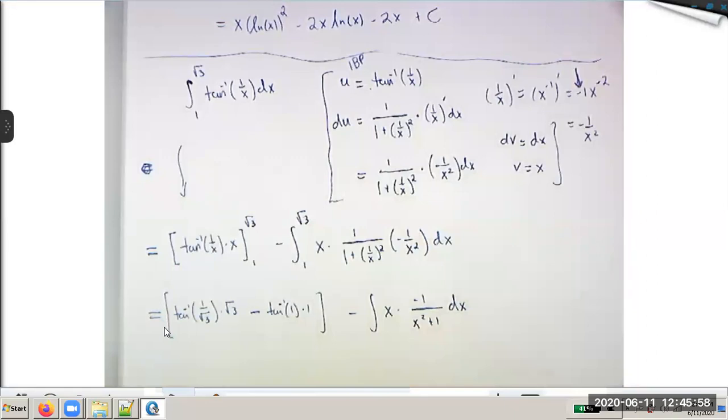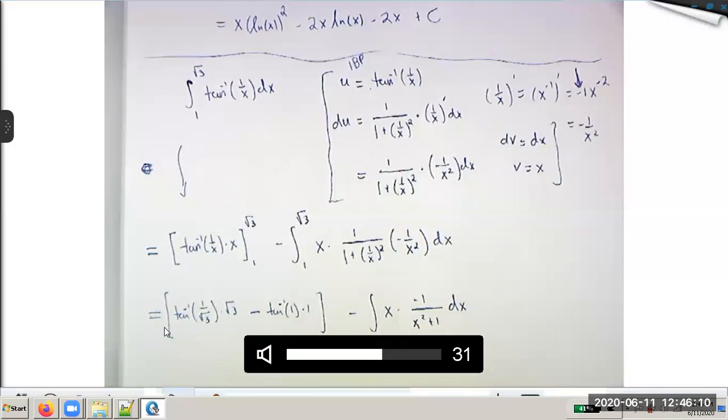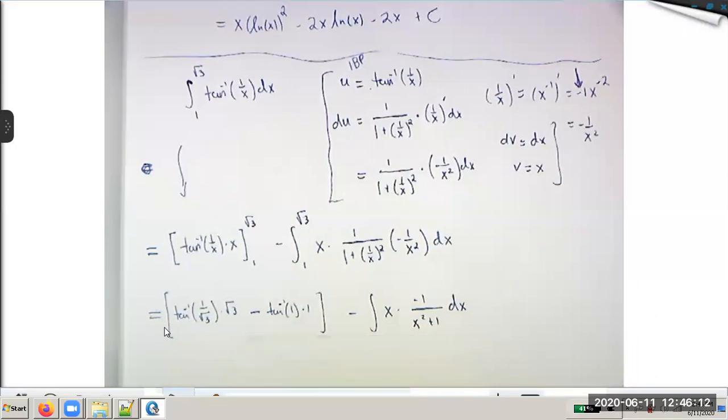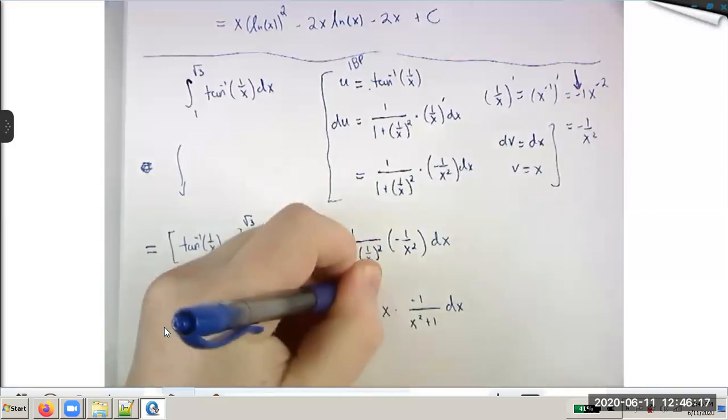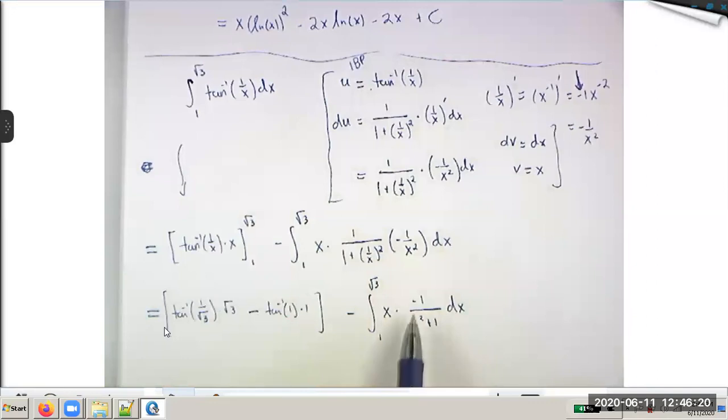And minus the integral of x times 1 over x squared plus 1. Sorry, and this is still from 1 to the square root of 3. So bring this negative to the front, that's a plus. X squared to make x over x squared plus 1. So that lets us cancel out an x, so to speak.